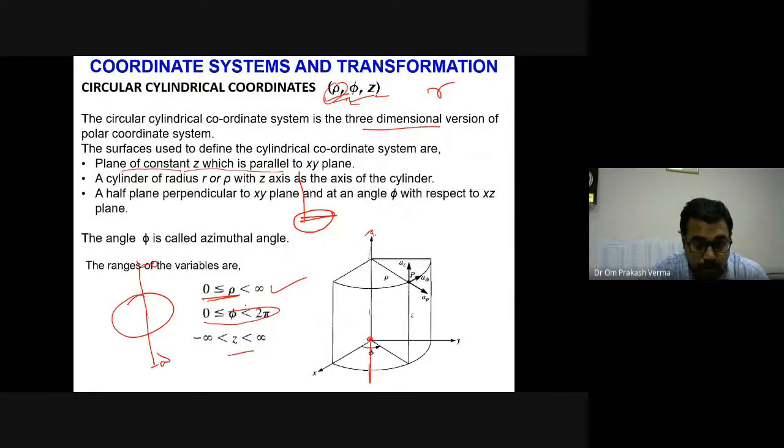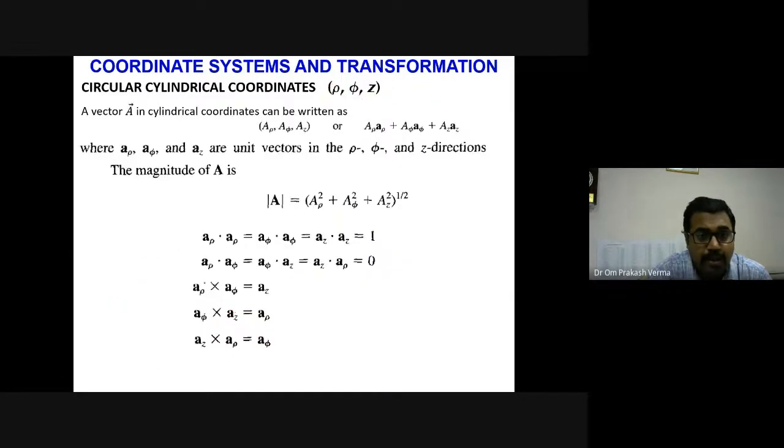Cylindrical coordinate system. Okay, so we have seen how these two parameters are varying, and then this. So how will the magnitude be calculated? The magnitude will be calculated like this one, squaring and taking the root.